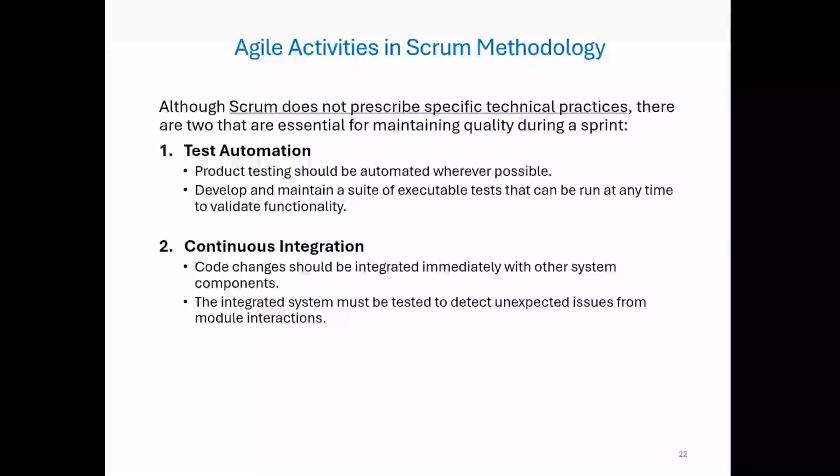You don't just merge code, you also test it right away. In that way, if anything breaks due to the new code interacting badly with the rest of the system, you catch it early while it's still easy to fix. So even though Scrum doesn't officially list these practices, teams that want to move fast and keep quality high really benefit from using both automated testing to validate work quickly and continuous integration to make sure everything plays nicely together.